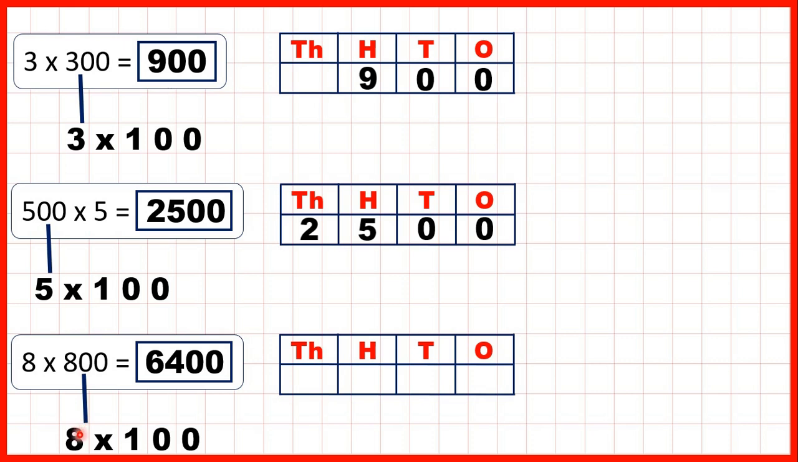800 is the same as 8 times 100. So we could do 8 times 8 first to get 64, and then we could put 2 zeros on the end because multiplying by 100 moves the digits 2 place values to the left.